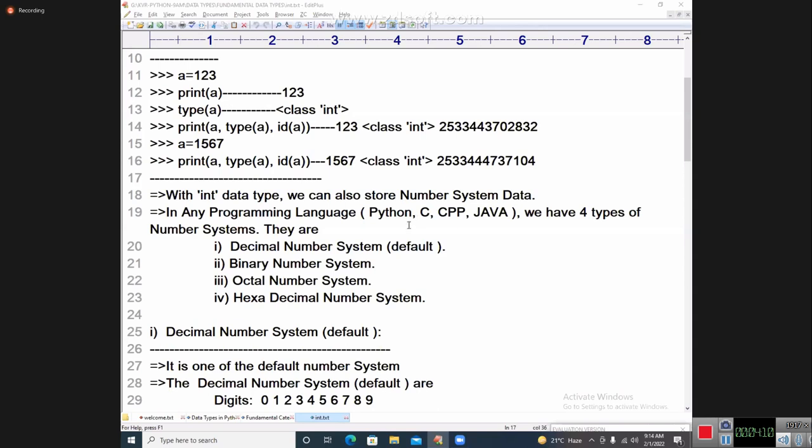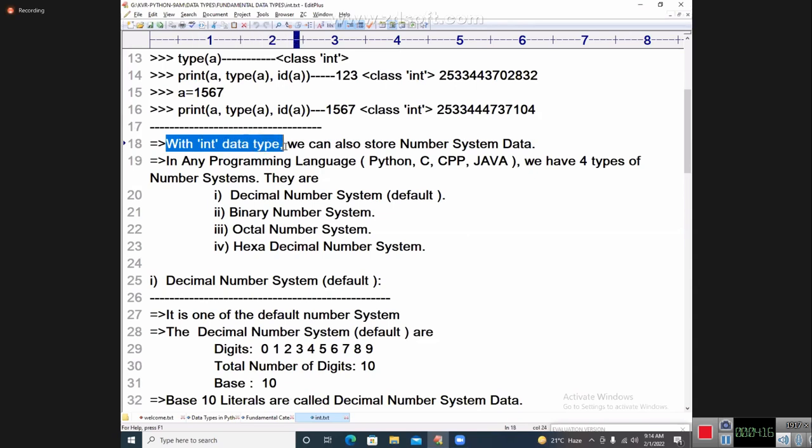Coming to this point, with the int data type, we can also store number systems data. So all of you carefully listen. You must understand the class like anything. Until you get bored, I will go on explaining. Getting bored means completely understanding, which means you are perfect in the subject. Without getting perfection in the subject, we cannot get bored.